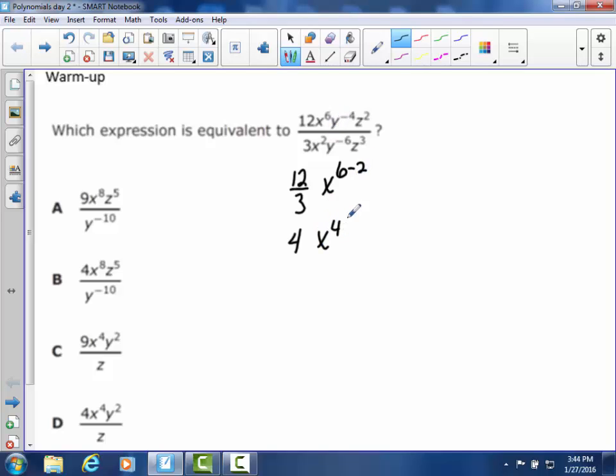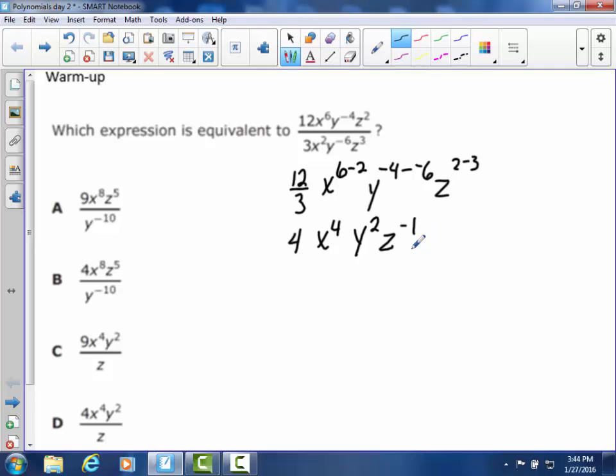Okay. So we have y to the negative 4 minus negative 6. So that's going to be y to the second power. And then we have z to the 2 minus 3, which is z to the negative 1 power.